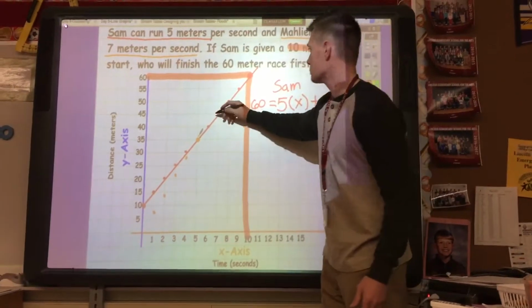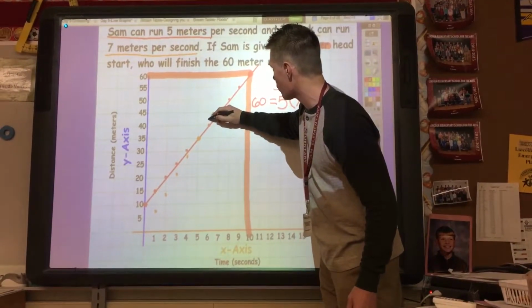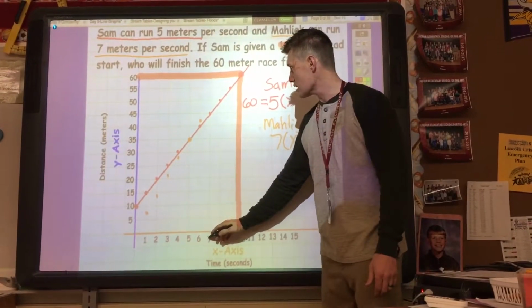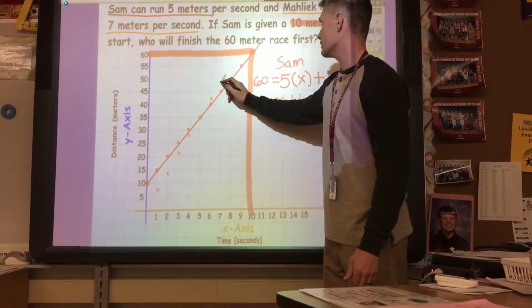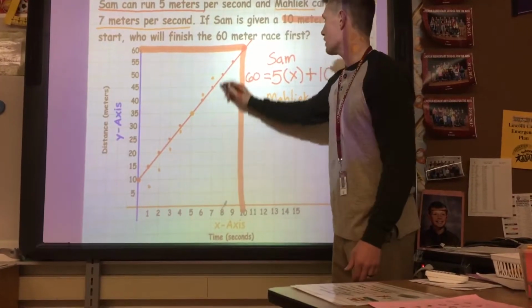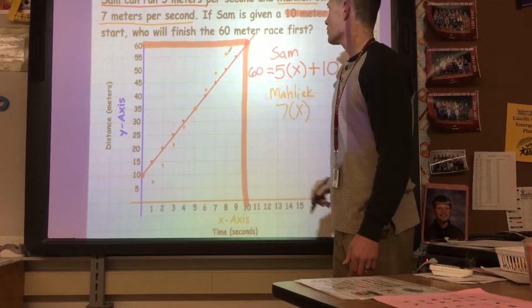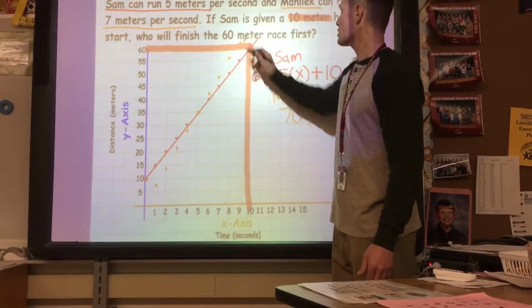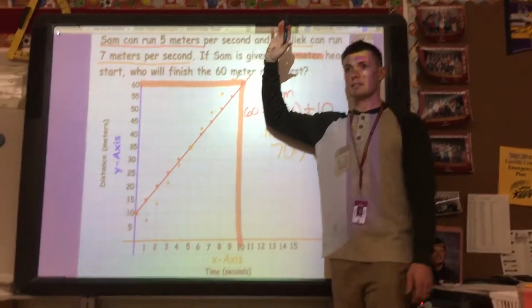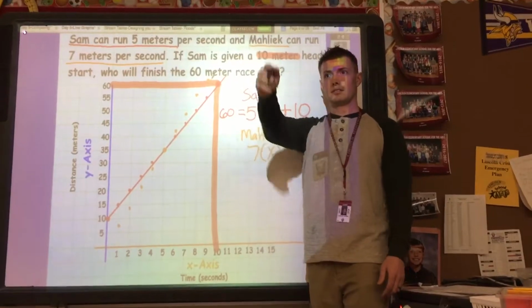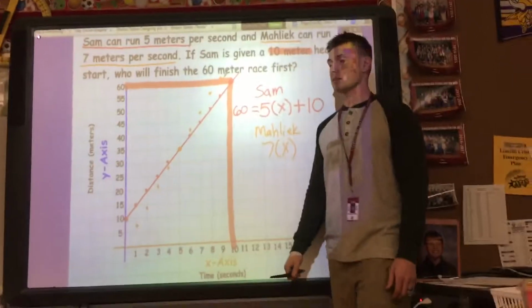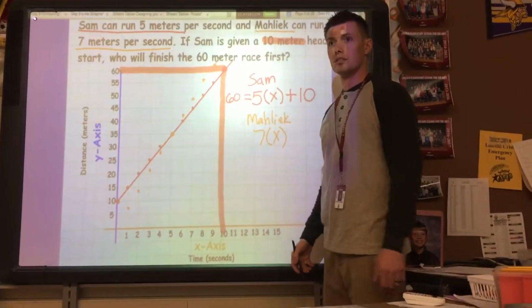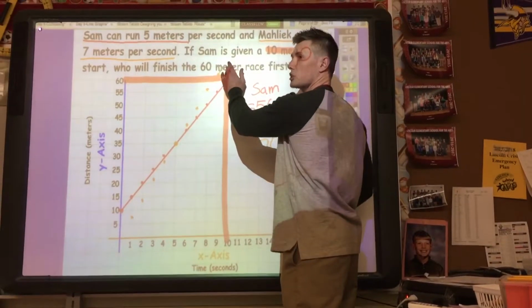At 6 seconds, Malik pulls ahead. He's now at 42 meters. At 7, he's at 49. At 8, he's at 56. And then at 9, he's going to be at 63, which tells us what? If he's at 63, what did he do? He won the race. He crossed the finish line.